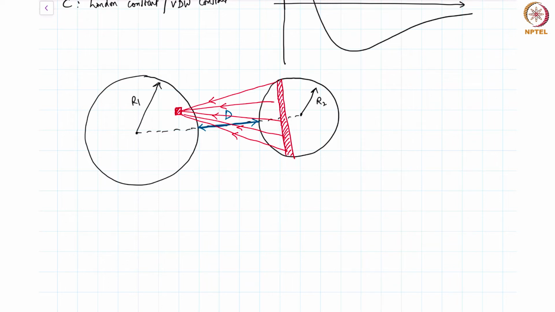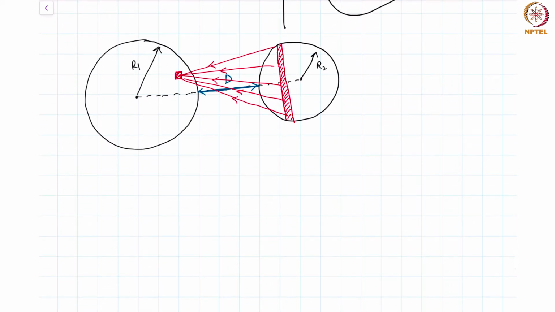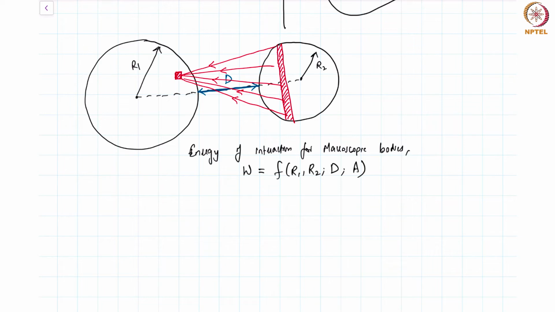When we do this over the entire surfaces of the bodies, we can expect that the energy of interaction between macroscopic bodies, like the type I have taken here, would be a function of the size of the bodies, R1 and R2, the size of the two spheres, along with a bunch of other parameters. These would be the geometric parameter, which is the separation distance, and a new parameter commonly written with the letter A. This new parameter is called the Hamaker constant.